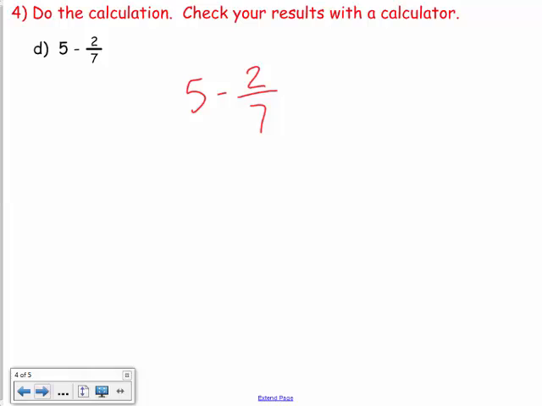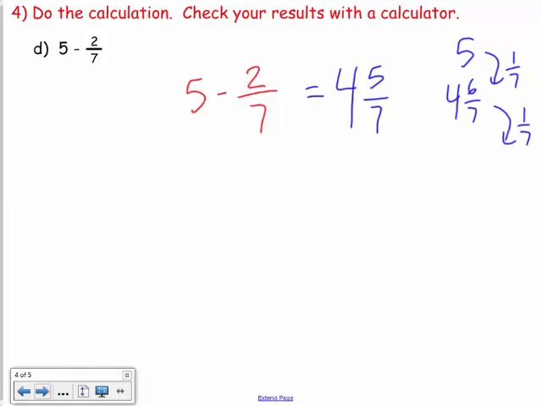If you can do this mentally, have at it. I love that. If you're good with your fractions, that's great. And for those of you that are good with your stuff mentally, you can think, well, I'm at 5, which is a whole number. If I drop down a 7th, I'm at 4 and 6 7ths. If I drop down another 7th, I'm at 4 and 5 7ths. That's kind of how I think of it mentally.